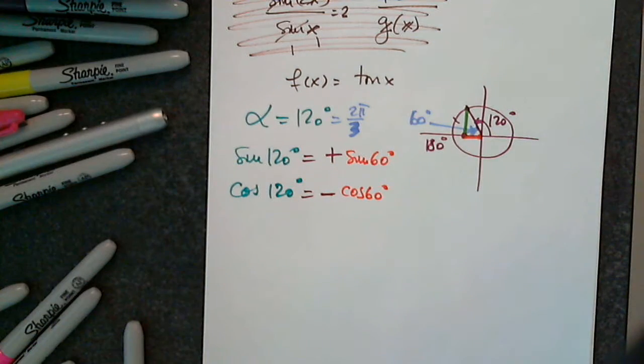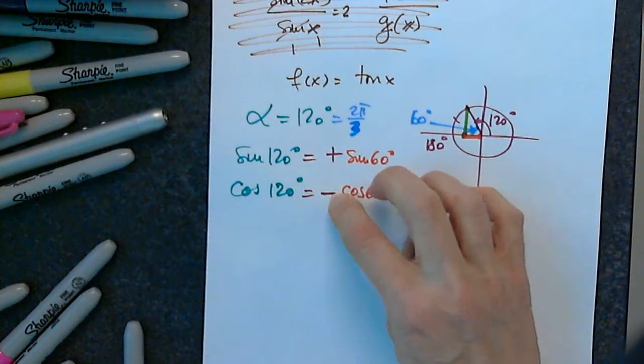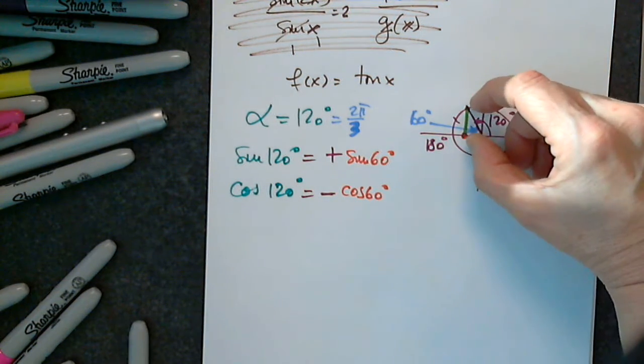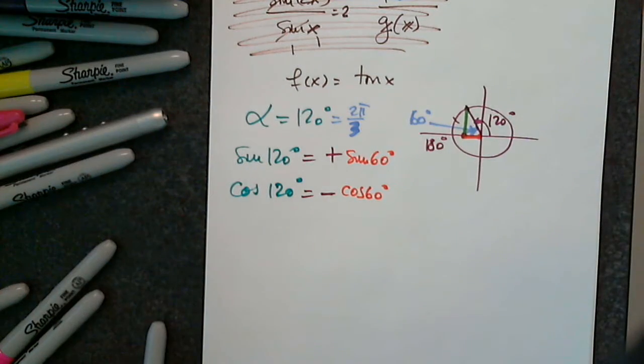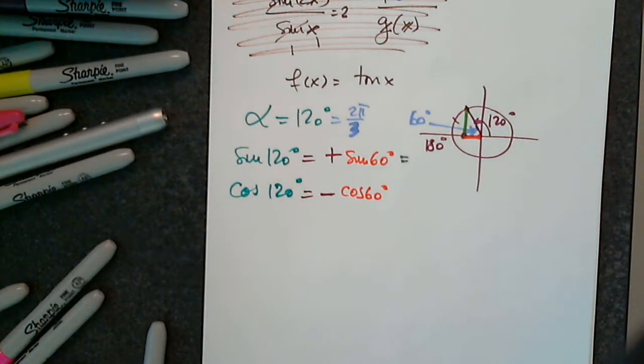Is this okay so far? Yeah. Okay. Once I establish the sine, then I can say sine 120 is the same as sine 60, because it's this piece. So then how much is sine 60?